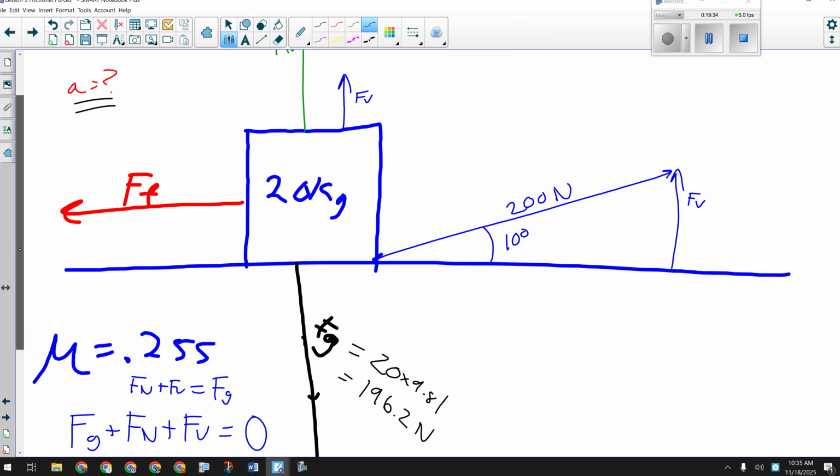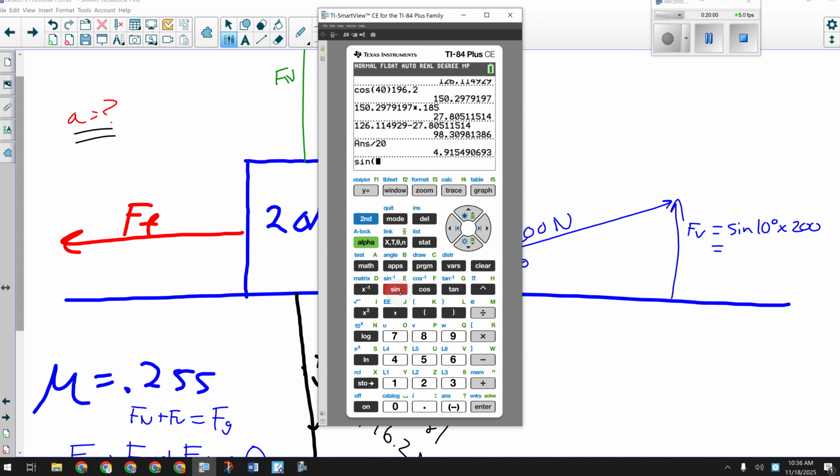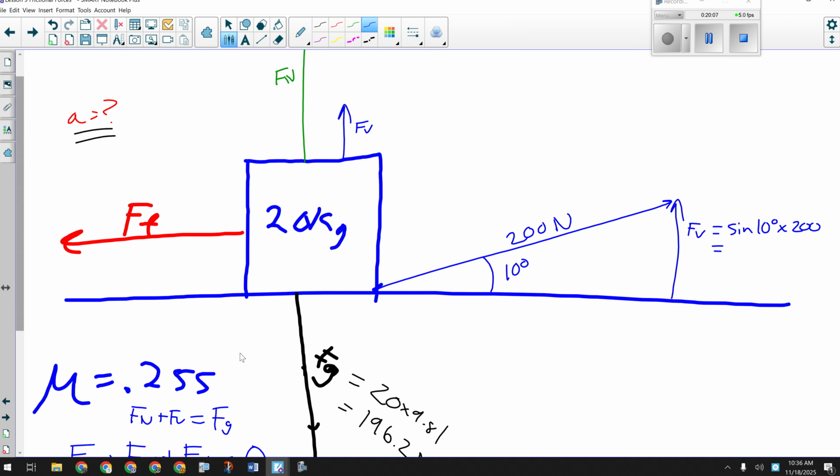Okay, so if that's true, can I calculate the force vertical right now? I can, because I know this force and I know the angle. All right, so force vertical will be the sine of 10 degrees times 200 newtons. It's not going to be very big, but it can't be. If I lift too much, I'll lift it off the floor, right? I can't lift too hard. All right, so that force is 34.73 newtons.